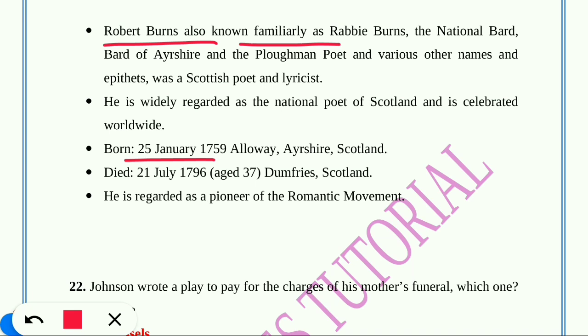He was born on 25th January 1759, at Alloway, Ayrshire, Scotland. He died on 21st July 1796 at the age of 37 at Dumfries, Scotland. He is regarded as a pioneer of the Romantic movement.